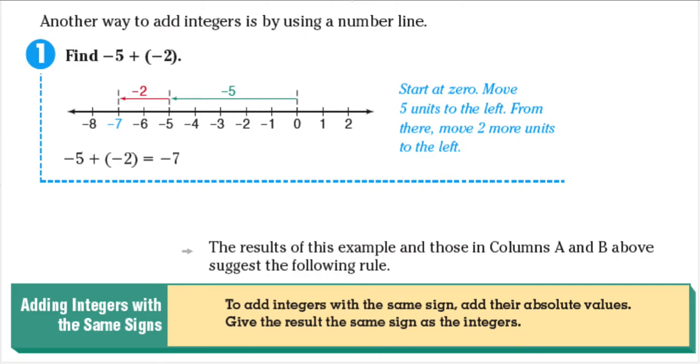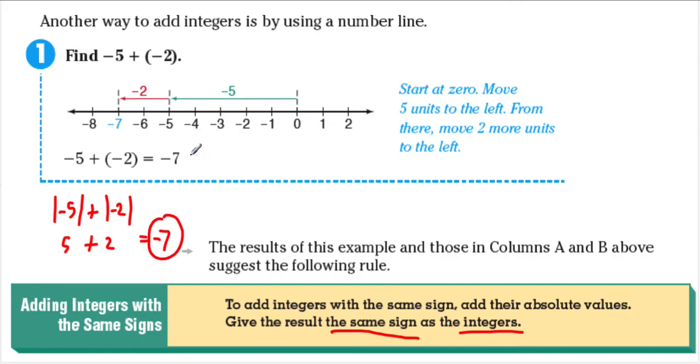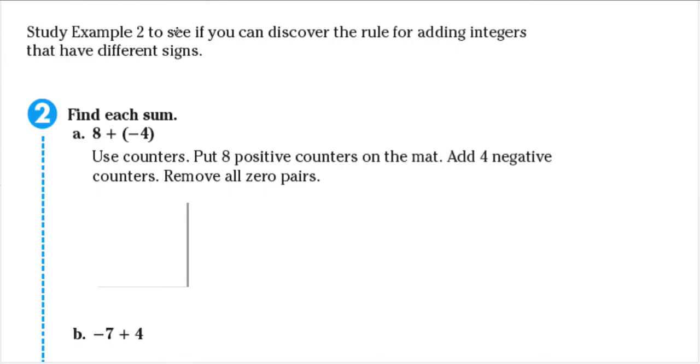So basically what it's saying is get the absolute value of negative 5, add it to the absolute value of negative 2. This would be 5 plus 2, equals 7. And then the last sentence says give the result the same sign as the integers. Since the integers are negative, this now becomes negative 7. Okay, using a number line and using absolute values. Let's take a look at example number 2.